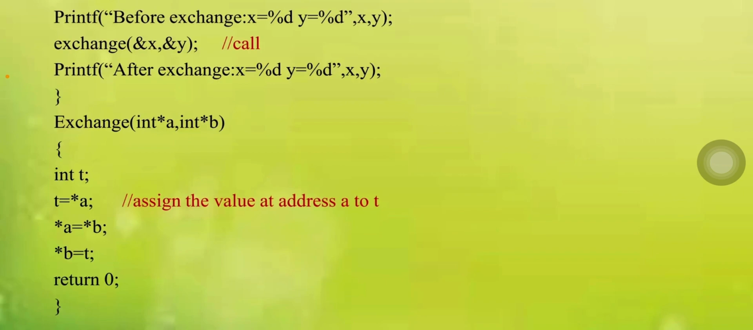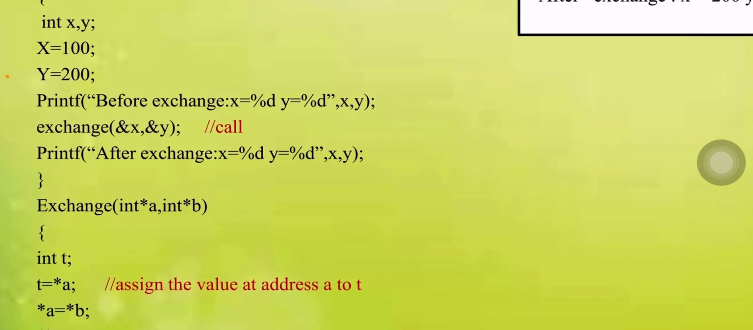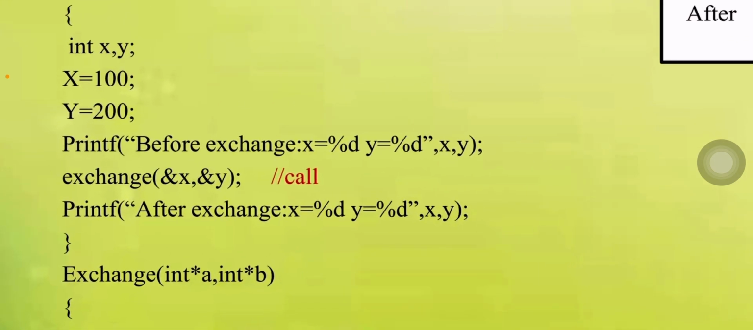Now in this definition we are using the logic of exchange. Here int t is used to store the value of a, that is the value of x. It will get stored in t. Then we will pass the value of b to a, and in the next statement the value of a that is stored in t will be passed to b, and this will perform the exchange process. And then is the return statement. After the return statement, the control will go back to the next statement after the function call, that is the printf statement.